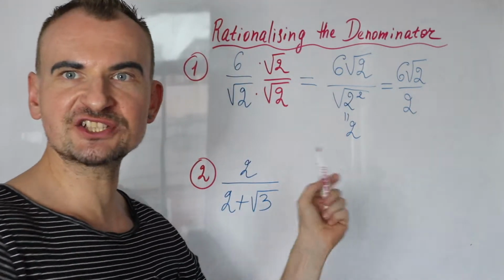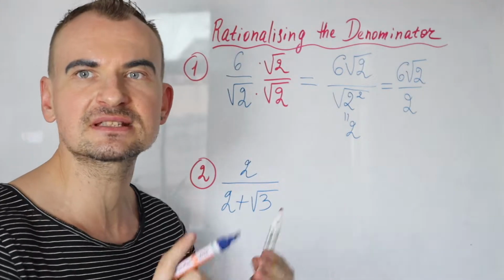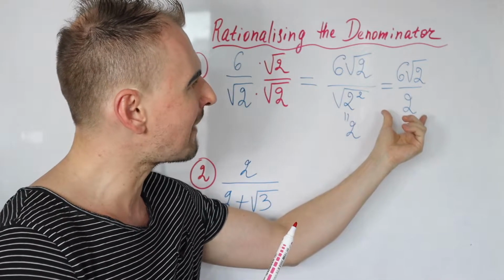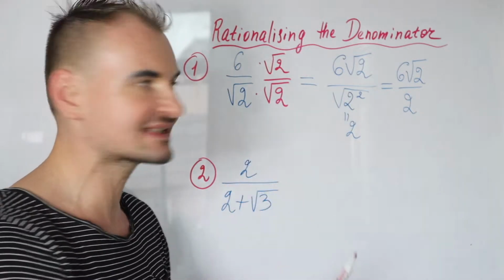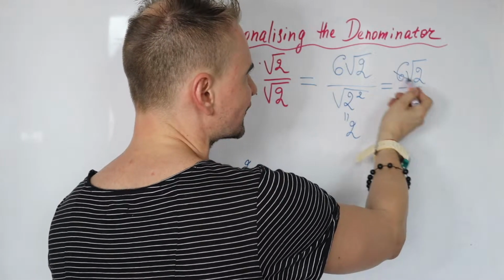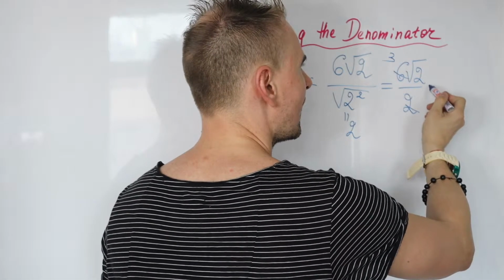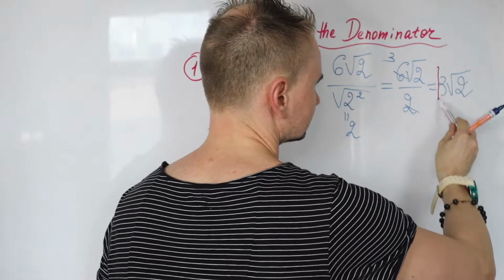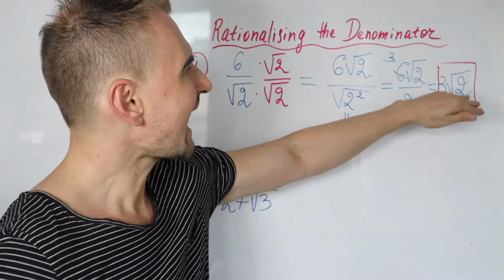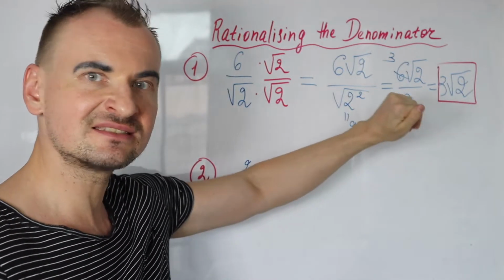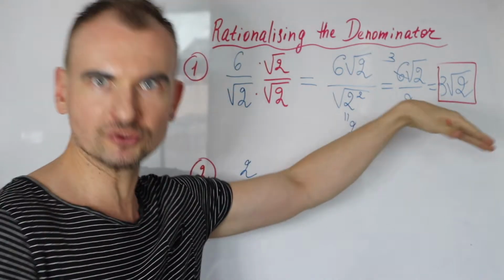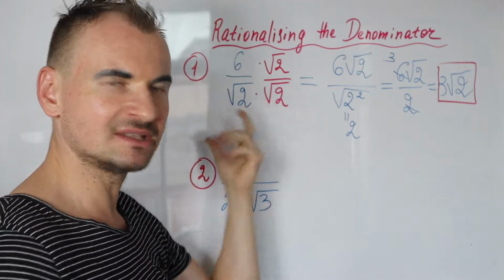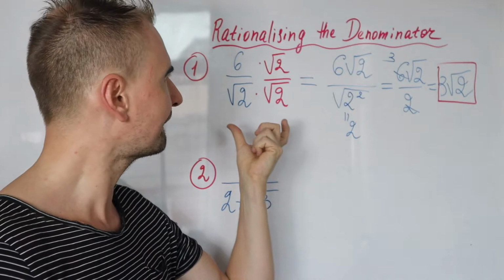All you need to do is check to see if you can simplify this expression any further. Sometimes you might have a common factor that could cancel. So in this case, 2 goes into 6 3 times, and we are left with 3 root of 2. You see, at this stage, there is nothing in the denominator. There is no denominator, actually, it's just 1. It's implied to be 1. So we eliminated this root from the denominator.